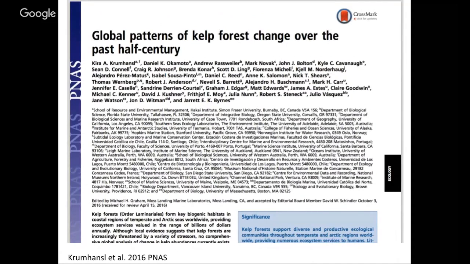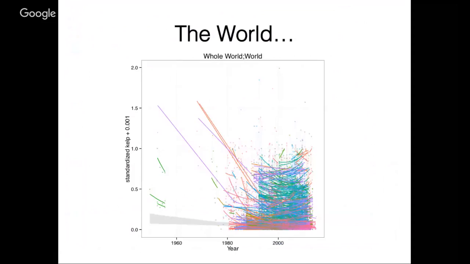This was the data set where we really brought together all of our different time series. So you can see here is all of the world's kelp time series all in one place. It's a giant kind of mess, but what we really found within this analysis is that in order to understand change in kelp forests, there's a lot of variability from region to region. In some places there are increases, some places there are decreases, some places it's staying the same.